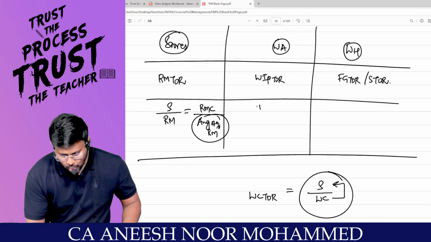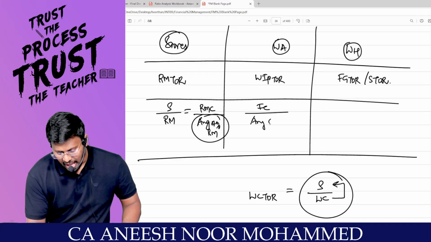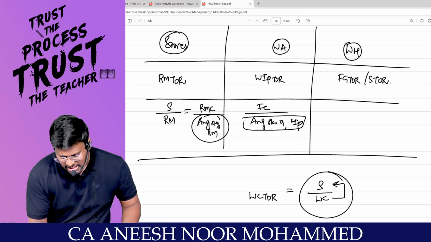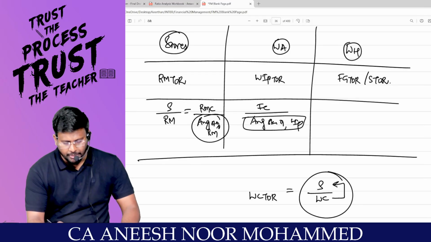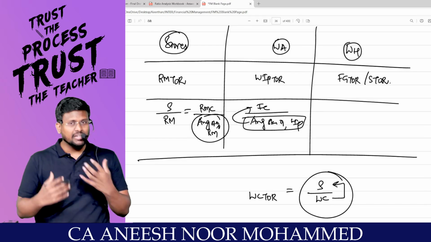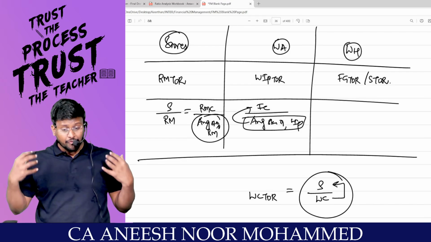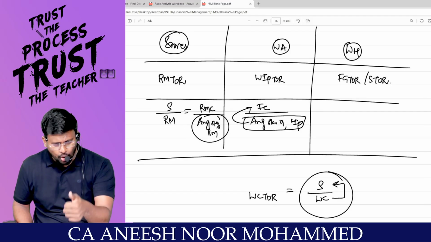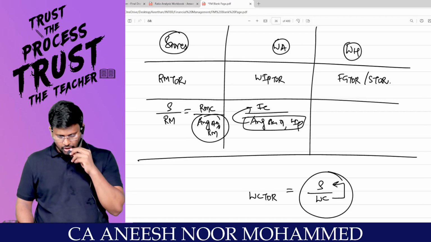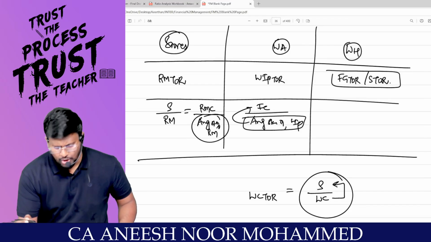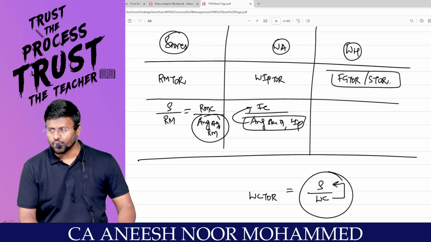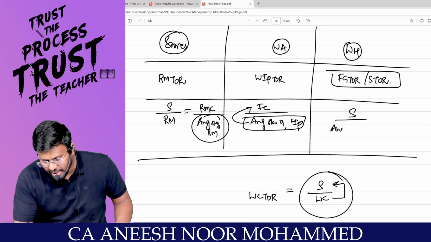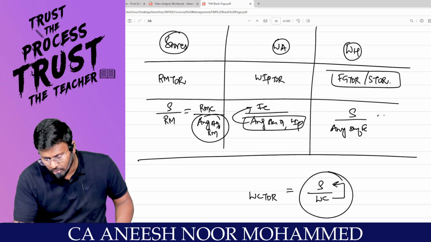So my dear lovable students, WIP turnover ratio is factory cost divided by average stock of WIP. With this much of resources, how much factory cost have I incurred? That shows the performance of the WIP, because this is a turnover ratio, or activity ratio, or performance ratio. With regard to finished goods turnover ratio, or stock turnover ratio, what I have to take generally is the sales divided by average stock of finished goods, right?